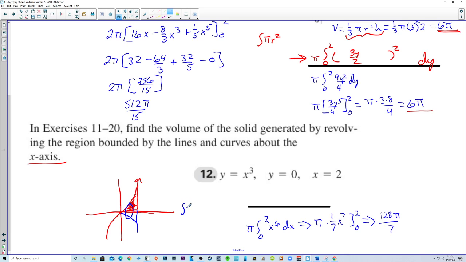So we're integrating circles, pi r squared, but with respect to x because these are now stacking up along the x-axis. So let's factor out pi. Integral. The radius is from the x-axis up to the curve, which is x to the third. So we're squaring x to the third dx. That's the r squared. Well, that's x to the sixth. We got 1/7 x to the seventh. That's the integral. Plug in 2, and we get 128 pi over 7.